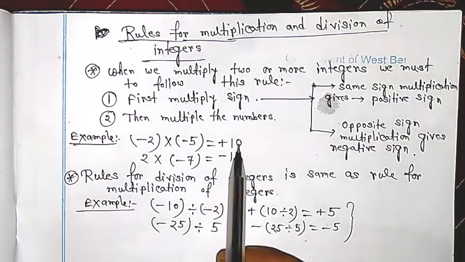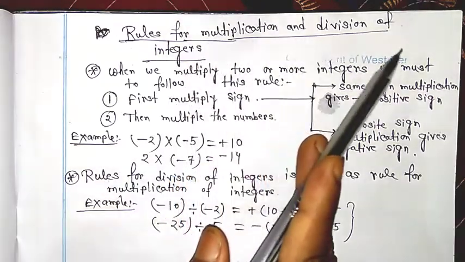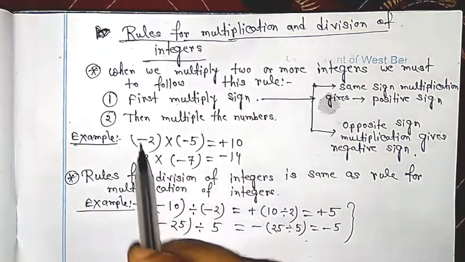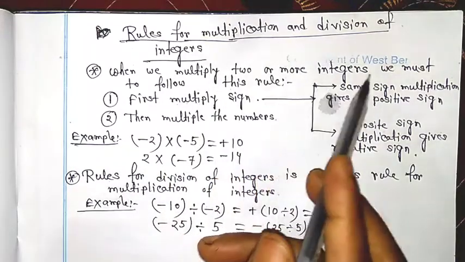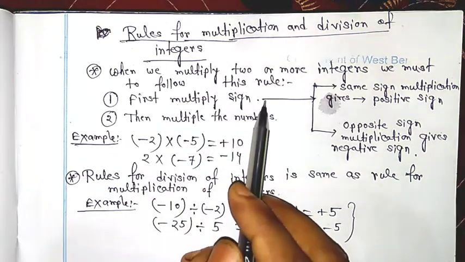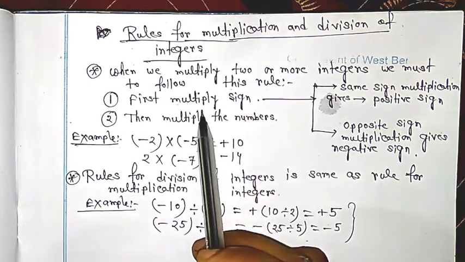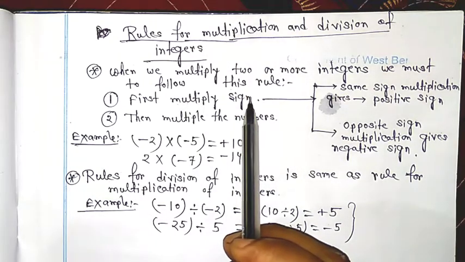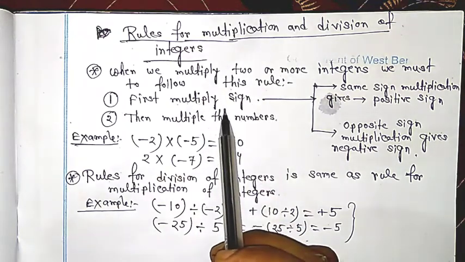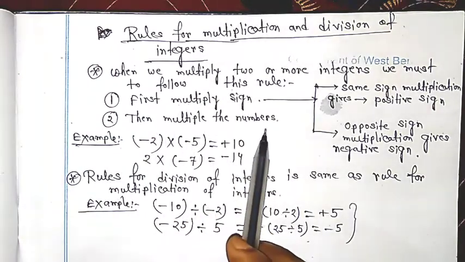And next we discuss the rules for multiplication and division of integers. So what are the rules? When we multiply two or more integers, we must follow this rule. Rule number 1: first multiply the signs. So when we multiply two integers, first we multiply the signs, and then we multiply the numbers.